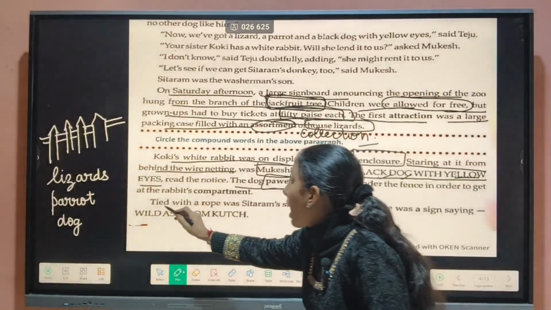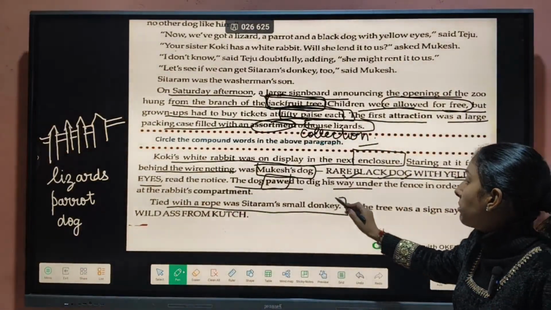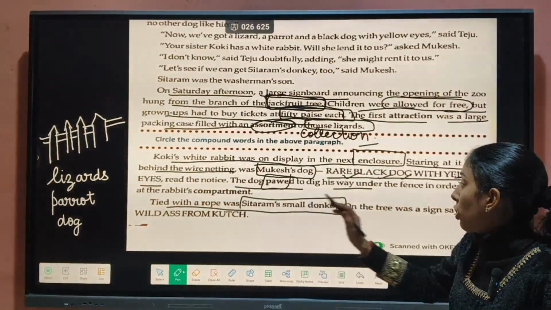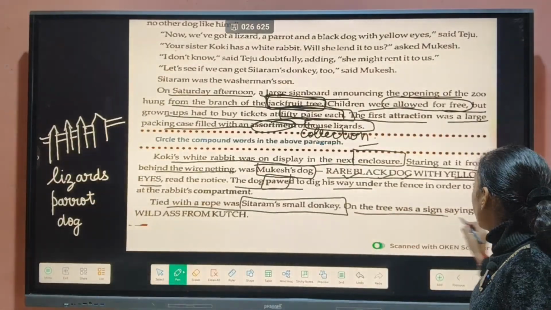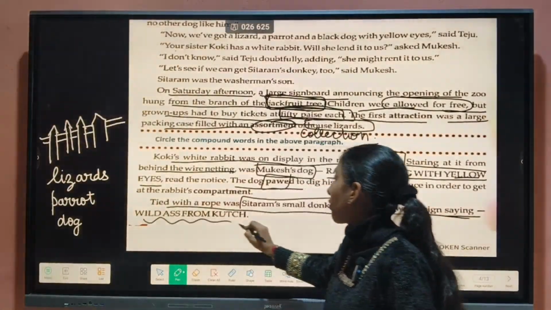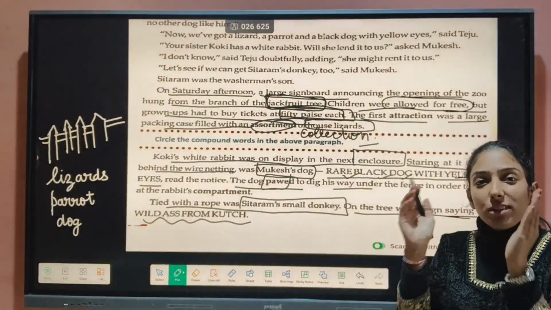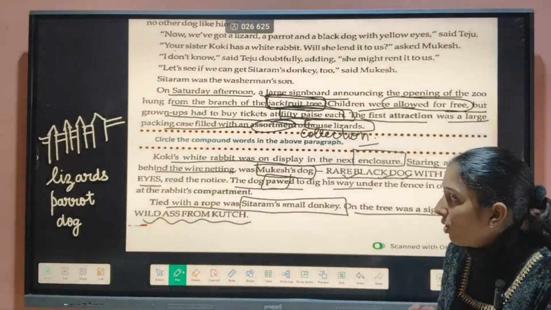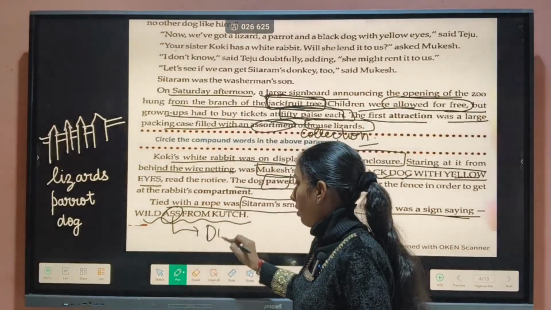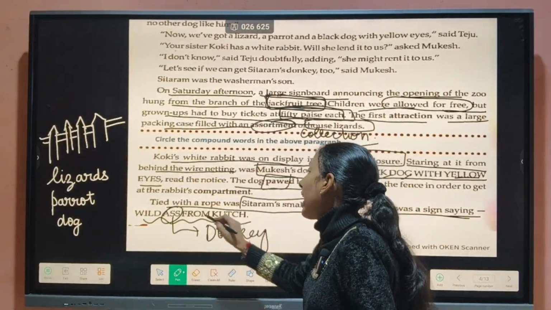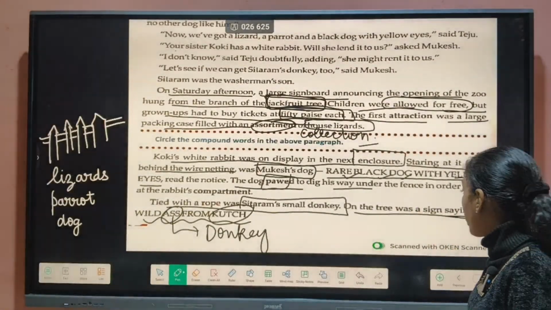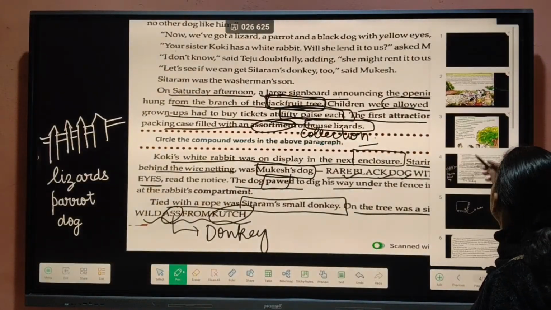Okay, tied with a rope was Sita Ram's small donkey. Now they have tied Sita Ram's donkey with a rope. On the tree was a sign saying "Wild ass from Kutch." They have made one signboard for the donkey also. And what was written on it? Wild ass. Ass means donkey. Wild ass from Kutch. That this wild donkey is from Kutch. So they have made a signboard.